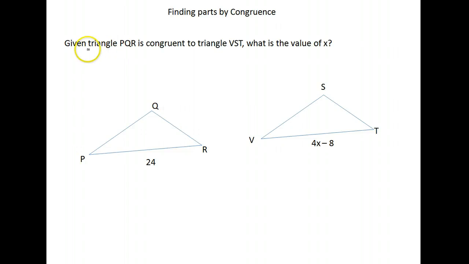Deal with finding parts by congruence. So given that triangle PQR is congruent to triangle VST, what is the value of x? Well, if these are congruent, what do we know?